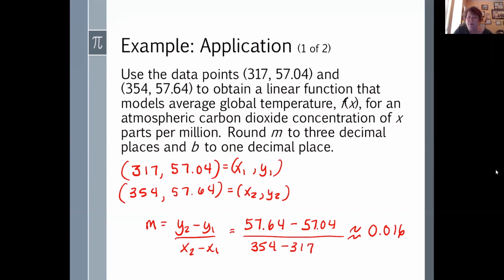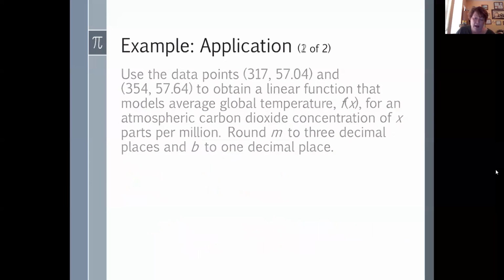So it told me to round the slope to 3 decimal places, and that is 3 decimal places. The 10th place is the first 0. The 100th place is the 1. The 1000th place is the 6. So this is rounded to 3 decimal places. I have 3 numbers to the right of my decimal. Okay, so now I have the slope. I can use the point slope equation because I have 2 points. I can pick either one, and I have the slope, so I can find the equation of the line.